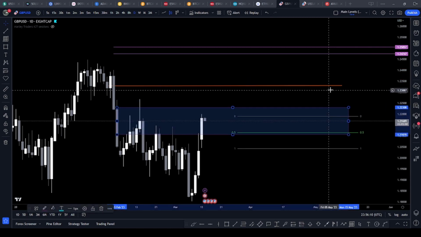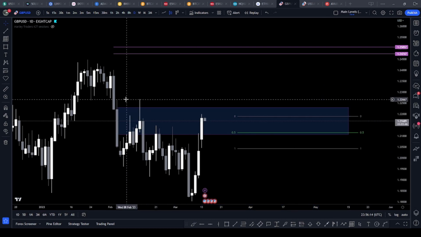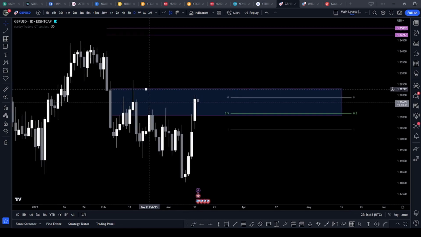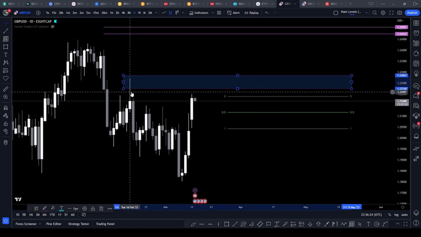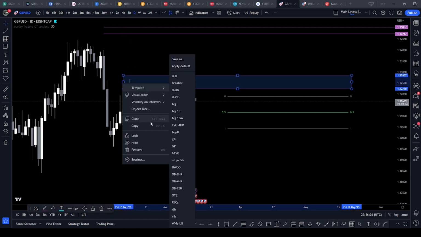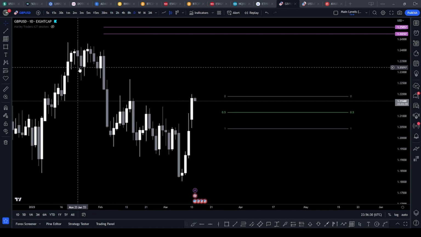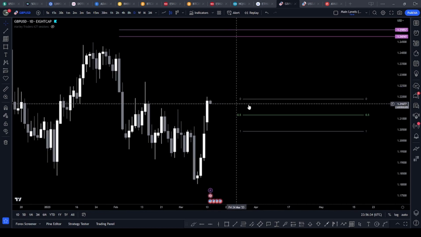Now let's talk about the wicks. The wicks are as important as the order block itself, or rather the wick of a candle. How many times have you seen price come into a certain area and you're just wondering, oh, but I didn't have a level over there. Oh, it just rejected.